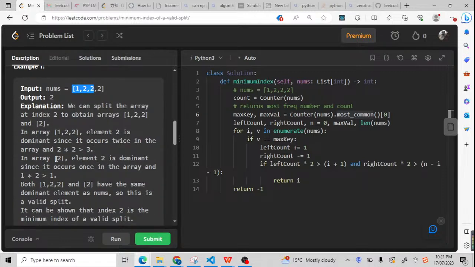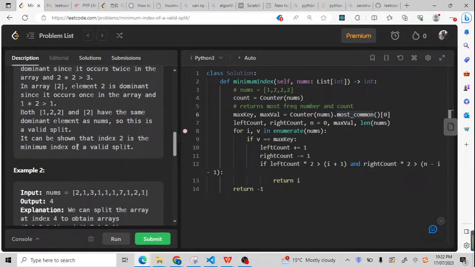And for the second part, it's the right part of the array. It's number 2, so the frequency for 2 is 1. 1 times 2 is more than the length of the subarray, which is 1. If you understand this, I think you can do it easily. You just need to think about how to count from the left side and the right side of the subarray, and then return your answer.